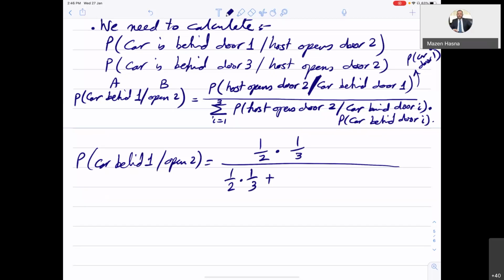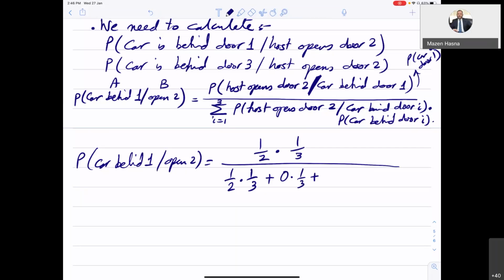Right. Let's go to the second one, which is interesting. What's the probability that the host opens door 2 given that the car is behind door 2? 0. Why 0? Because if it was behind it, he wouldn't open it. So if the car was behind door 2, the host will never open it. So 0 times whatever, 1/3.